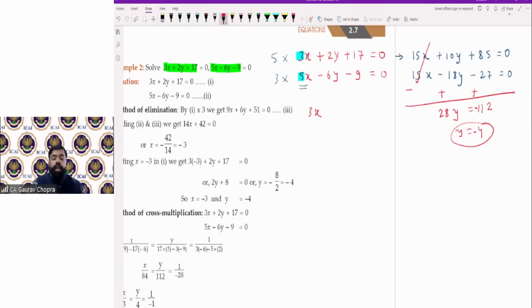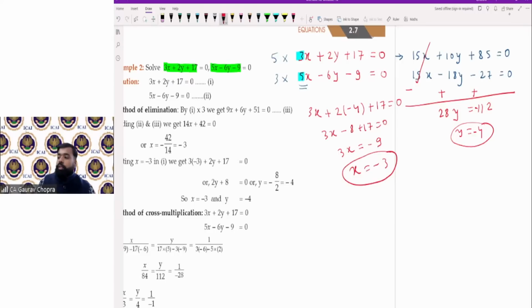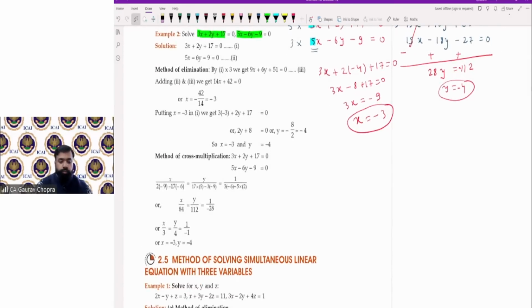Then 3 of x plus 2 into negative 4 plus 17 equal to 0. So we are getting 3x, then minus 8 plus 17. So 3x is equal to negative 9. So value of x will be negative 3. So in this way, we can get the values of x and y. So negative 3 and negative 4. All right.